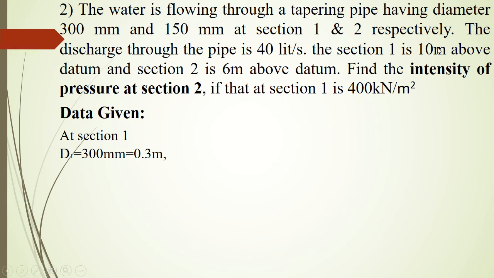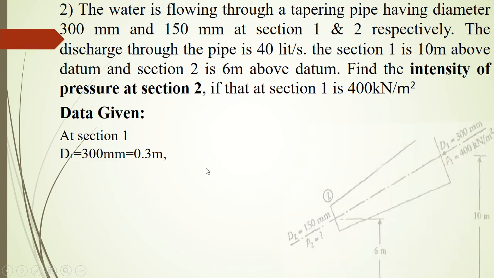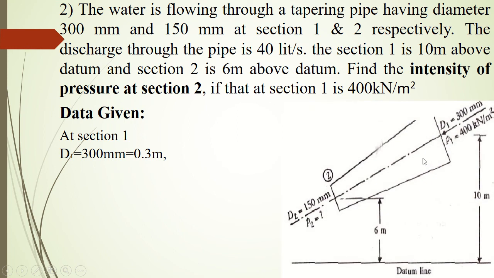Okay, what is asked in the problem is to find the intensity of pressure at section 2, right? Pressure intensity is nothing but P2. Okay, he has asked you to calculate the pressure P2 if the pressure at the section 1, that is nothing but P1, is given as 400 kilonewton per meter square. Okay, so this is what I'll expect in this particular problem.